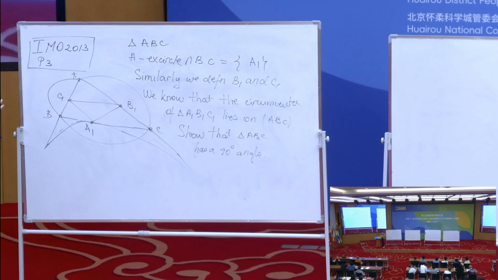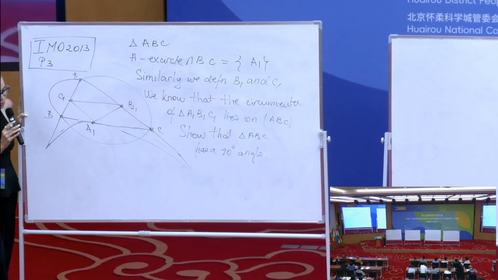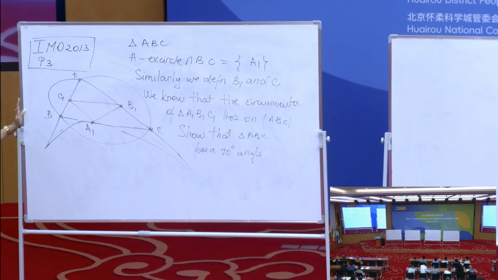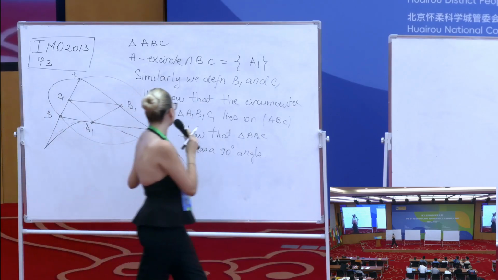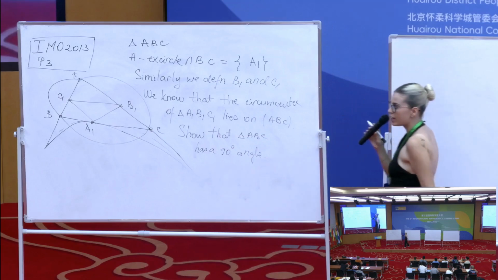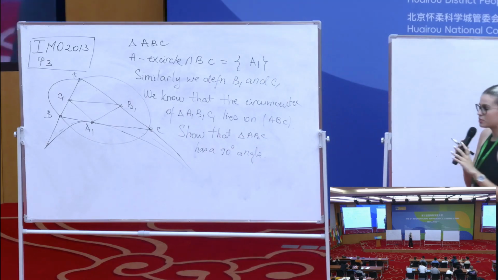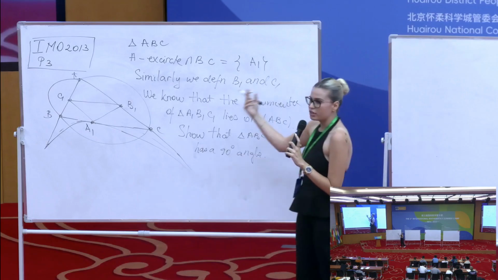So this problem is actually really cool. Think about it. You have the contact points of the excircles, and the only thing that you know is that the circumcenter of this triangle lies on the circumcircle of ABC. And using just this, you need to show that the triangle ABC has a right angle. All right? So this is what the problem tells us. Let's discuss what should go through your head when you see this sort of problem. What should be the basic steps that you should think about when you read the problem?